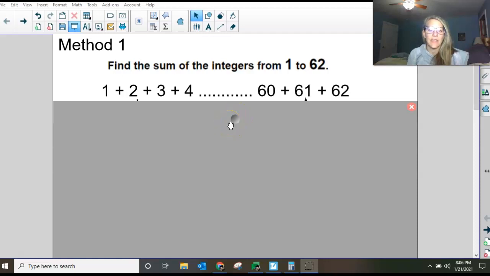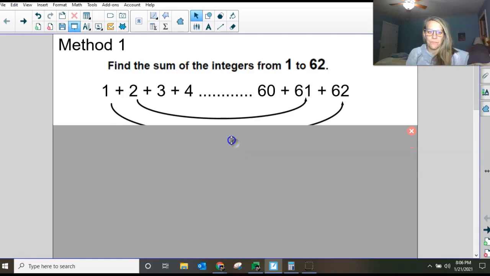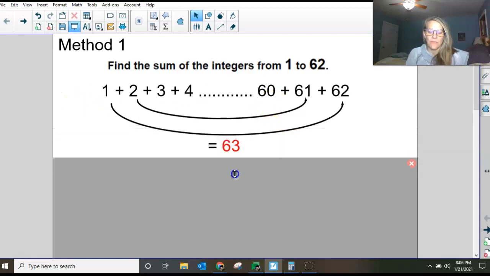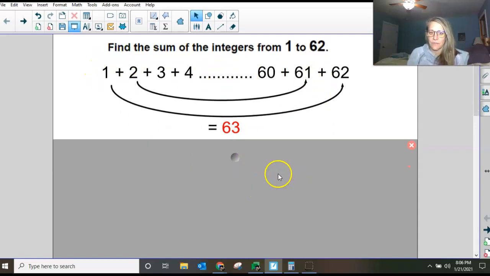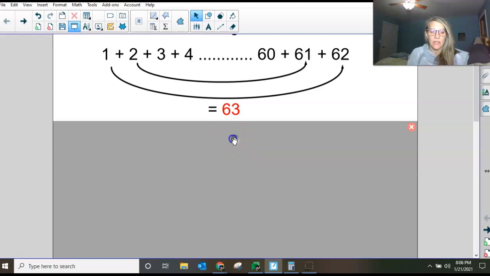All right, so we're looking at the numbers from 1 to 62. We're going to look for the sum of all of those numbers. So again, we're looking at this string all the way to 62. A method of figuring that out is to combine them and make some pairs. And we'll notice that each end pair creates a sum of 63 in this situation.